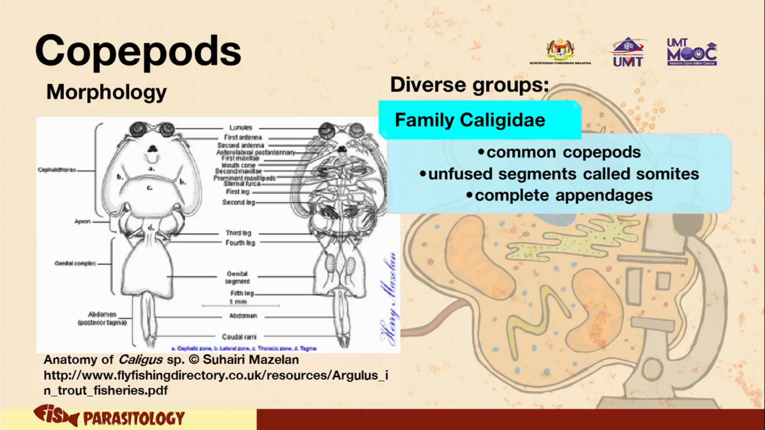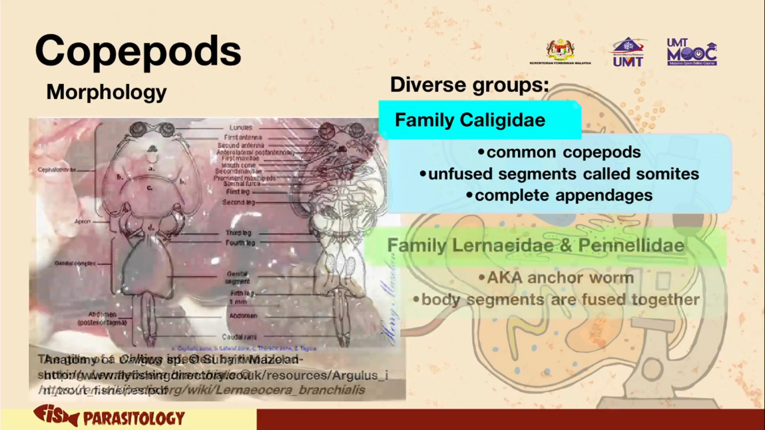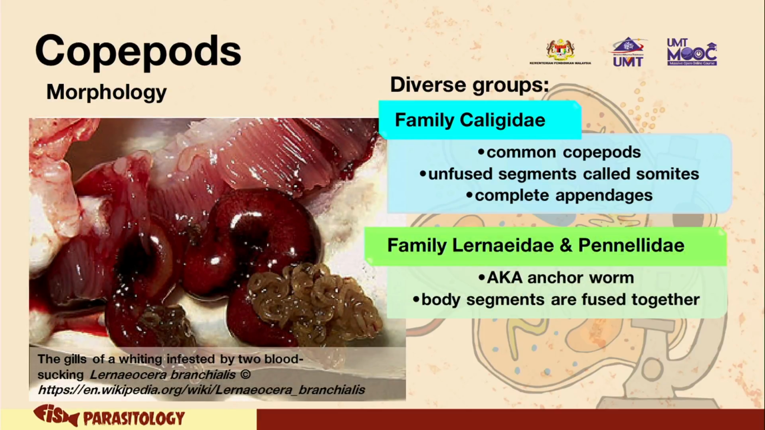Copepods are a morphologically diverse group with marked structural modification to suit their parasitic mode of life. They range from the typical features of common copepods, which have unfused segments called somites and complete appendages, to species of the families Lernaeidae and Pennellidae, commonly known as anchorworms, in which the body segments are fused together and many of the appendages are missing or modified, at least in the parasitic stage. Generally, sensory organs and the reproductive systems are well developed.